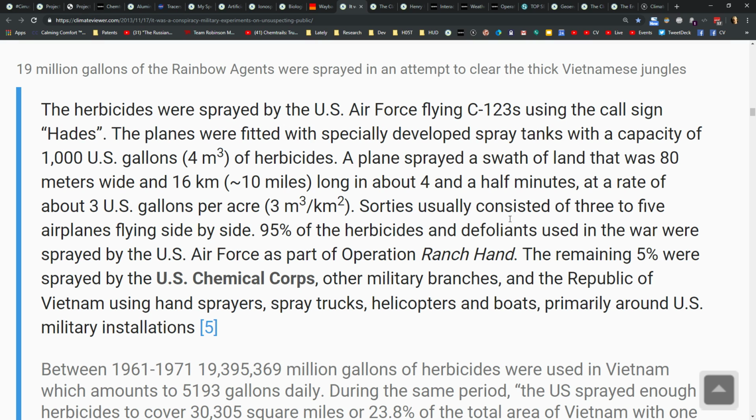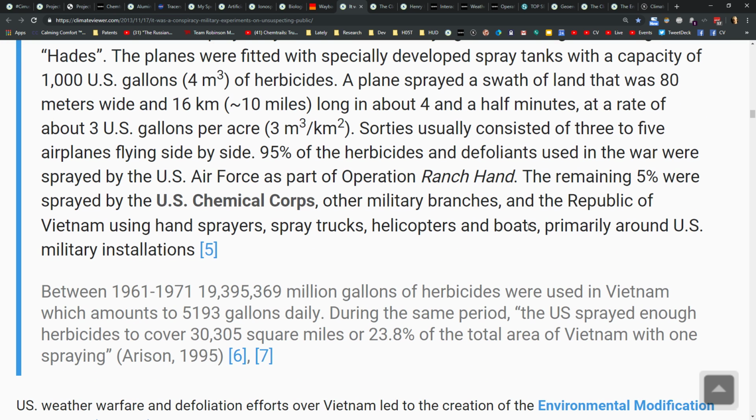The planes were fitted with specially developed spray tanks with the capacity of 1,000 U.S. gallons of herbicides. A plane sprayed a swath of land about 80 meters wide and 16 kilometers, 10 miles long, in about 4.5 minutes at a rate of about 3 U.S. gallons per acre. Sorties usually consisted of 3 to 5 airplanes flying side by side.